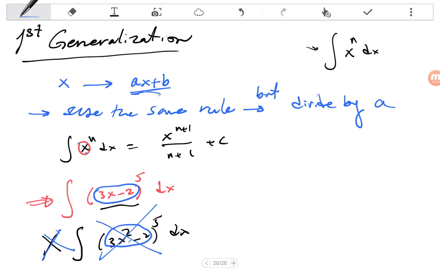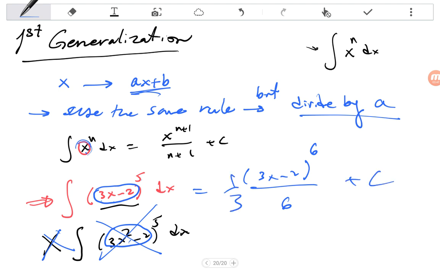I can only apply it in this case, for which a linear expression took the place of x. Now I have a linear bracket, power 5. It states that I can use the same rule. What is the rule? Add 1 to the power, which should be 6, and divide by the new power. That is the statement of the first generalization. But there is still one step, which is divide by a. So I need to divide by the coefficient of x, which is 3. So that is the solution of the problem.